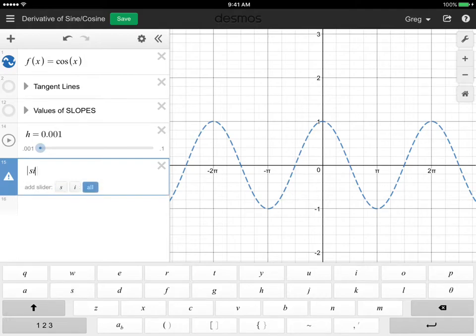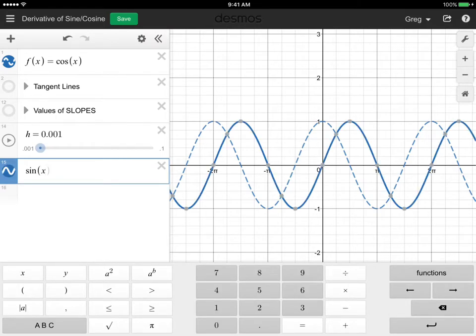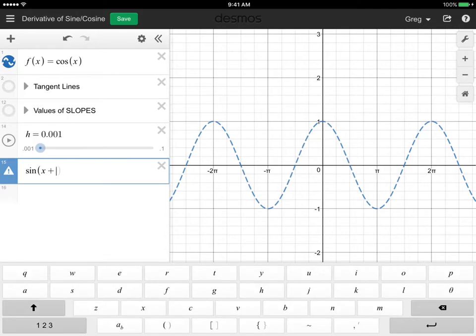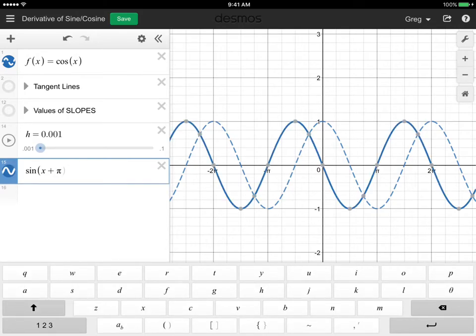We won't use function notation right now. So we'll do the sine of x plus pi over 2, and we'll see that those two graphs are exactly the same. We should know this already from our study of transformations in prior classes, but it's good to see right here that they are exactly the same. So you're not just taking my word for it, you're visualizing it.